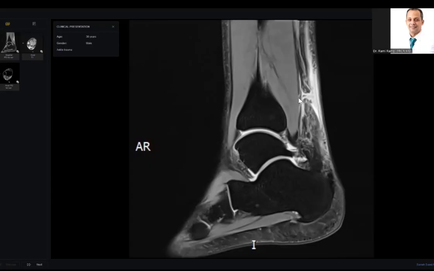What is the commonest site of rupture of the Achilles tendon? At the site of attachment. No. What else? In the distal part, I'm not sure. Which distal part, sir? Which distal part? I don't remember. I'm sorry. Yes, you are right. Which distal part? Myotendinous junction. Okay.